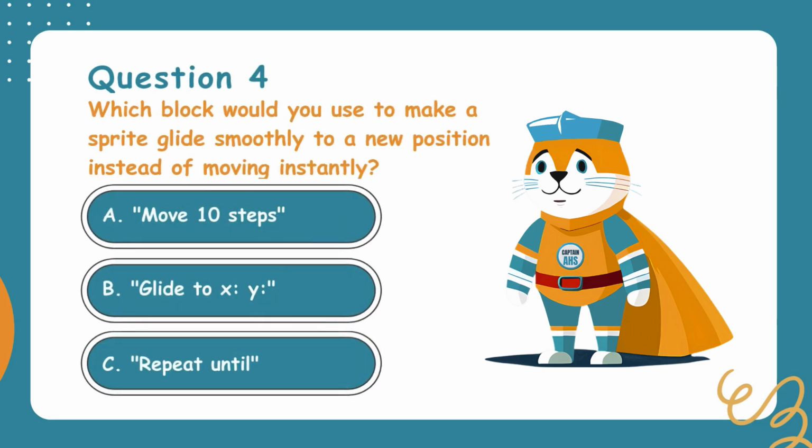Which block would you use to make a sprite glide smoothly to a new position instead of moving instantly? Option A, move 10 steps. Option B, glide to X, Y. Option C, repeat until. The answer is Option B, glide to X, Y.